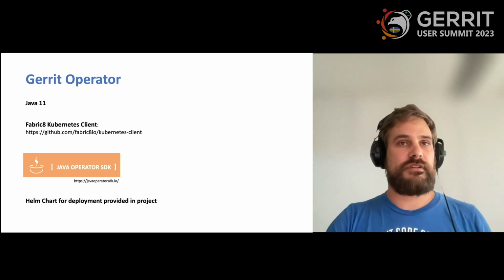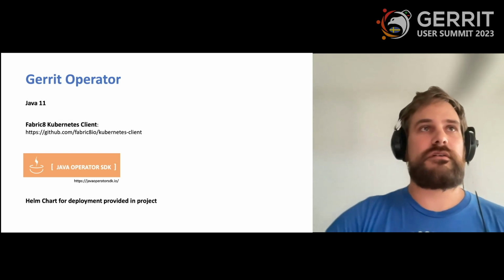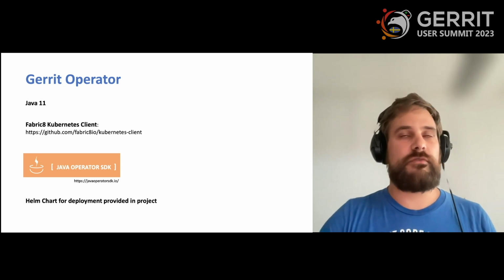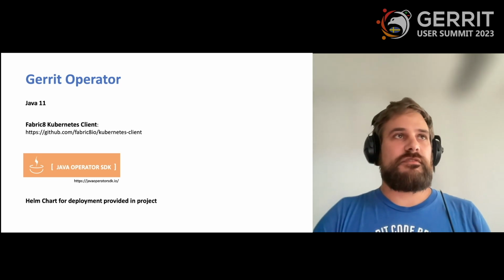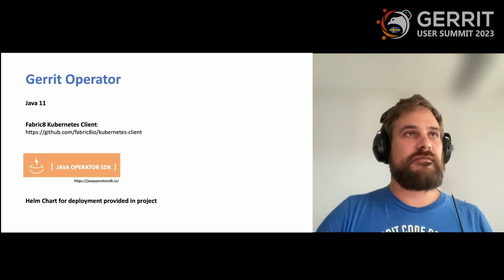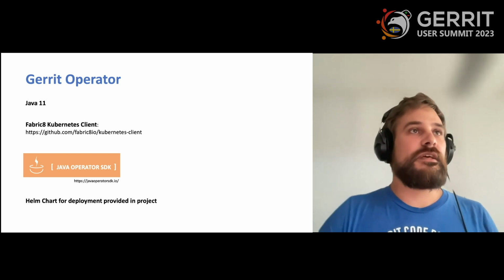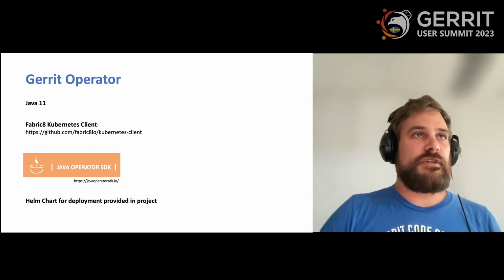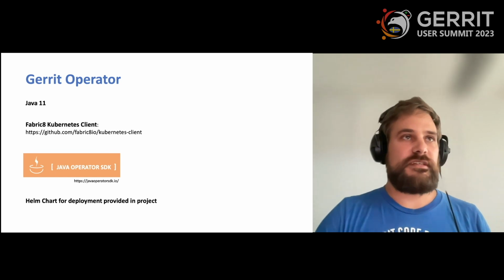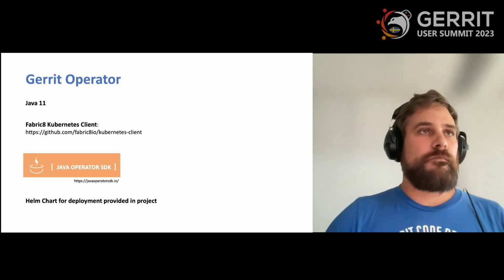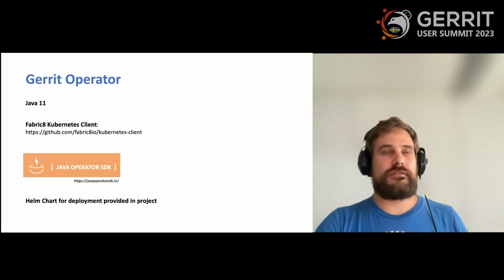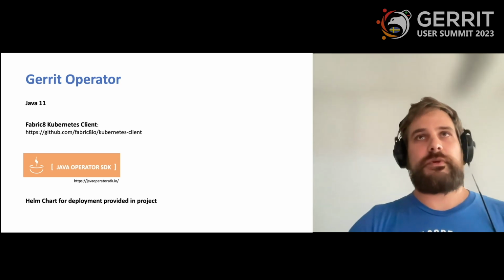The Gerrit operator is completely written in Java. So usually most operators are written in Go, but we decided to go with Java because that fits in the Gerrit community better. There are a lot of Java developers, of course. And we make use of the Fabric8 Kubernetes client and the Java Operator SDK to make this work. And we also provide a Helm chart to deploy the Gerrit operator in a straightforward way.